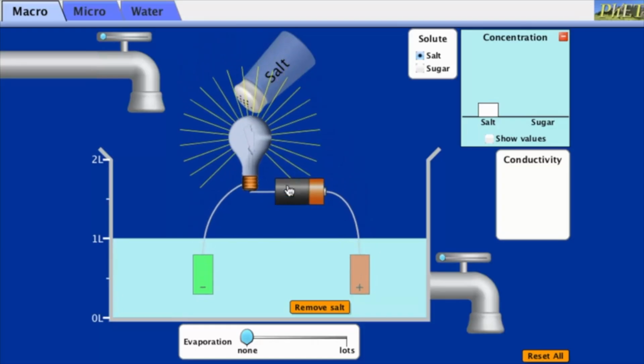So as you can see, the bulb is very bright. Why? Because we have free ions flowing in the solution due to the presence of the salt breaking up into cations and anions to form mobile ions. The fact that our ions are moving around freely means that we have electrolytic conduction, hence our bulb is lit.